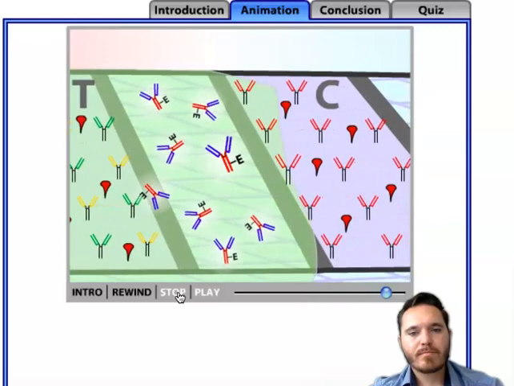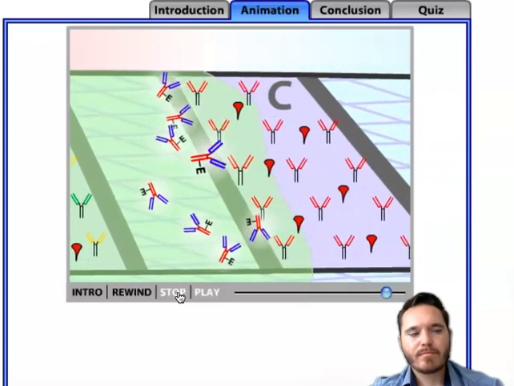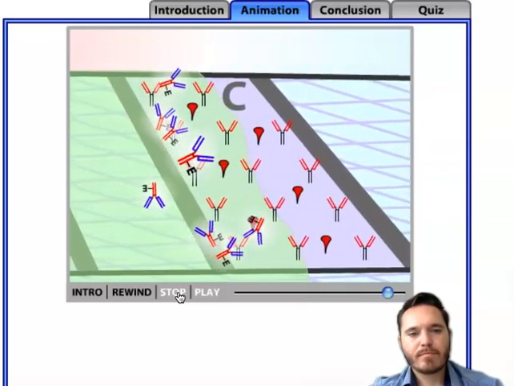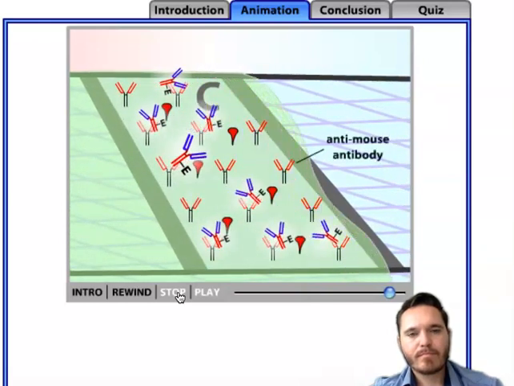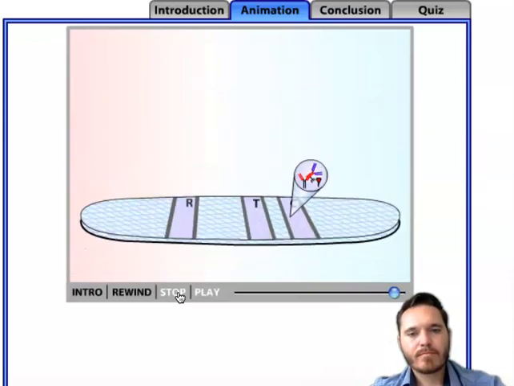The enzyme-linked mouse monoclonal antibodies are captured in the control zone. The control zone contains anti-mouse antibodies that bind to regions of the traveling antibodies and thereby immobilize them. The control zone is an important region that helps distinguish whether the strips are working correctly.